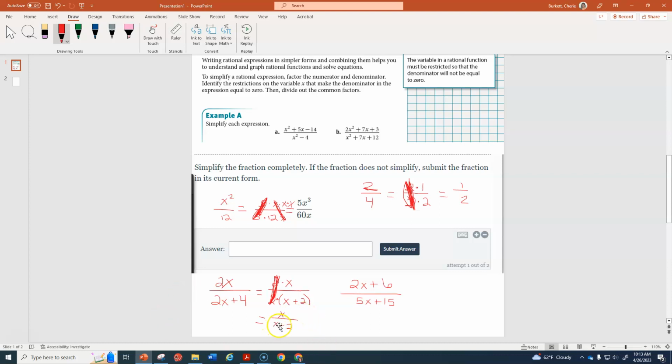And again, the only thing that this x plus 2 will reduce with is another x plus 2. So you can't do anything with the 2x and the 6 and the 5x and the 15 unless you factor something out. There's a GCF of 2 on top. There's a GCF of 5 on bottom. And once I have the GCFs factored out, I have an x plus 3 on top and an x plus 3 on bottom. Those will divide out, leaving me a big fat 1. So that's 2 times 1 on top, 5 times 1 on bottom. So the reduced value is 2/5.